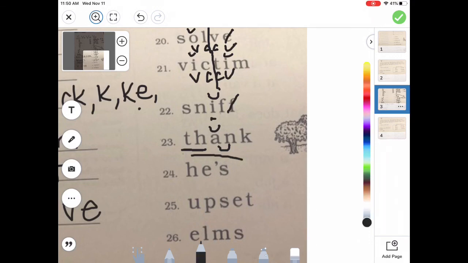All right, number 24, let's look at this word. This word is a contraction, so I can't code it, so I'm just going to circle it, and it's the word he's.